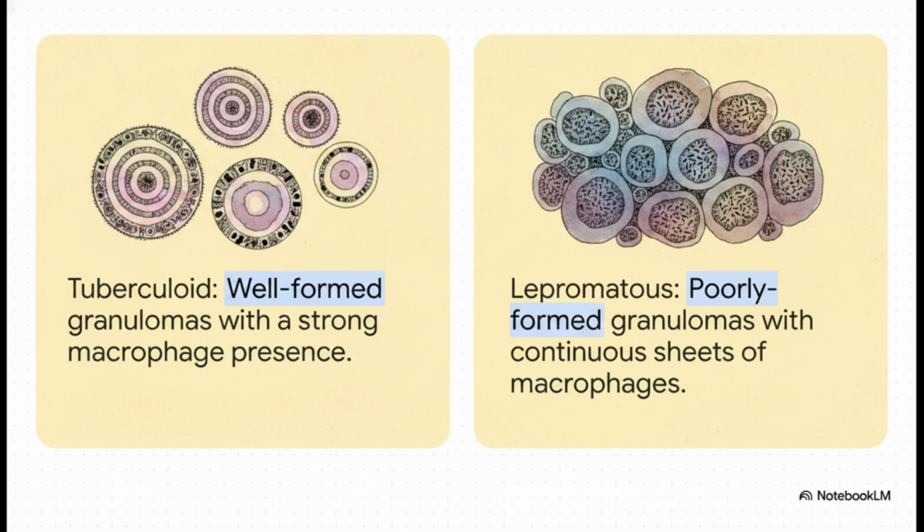But over in the generalized lepromatous form, the immune system is completely losing the battle. The granulomas are terribly formed. Actually, scratch that. They aren't really granulomas at all. Instead of neat immune walls, you just see massive, continuous sheets of macrophages absolutely stuffed full of bacteria. The bacterial load is just off the charts in this lepromatous tissue.